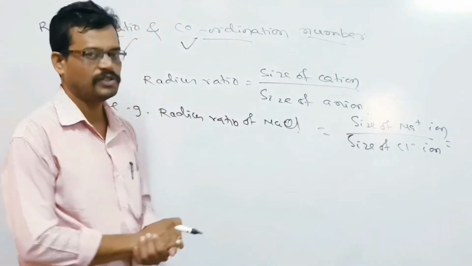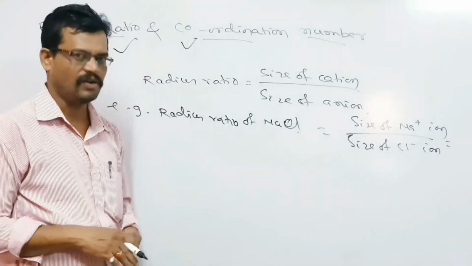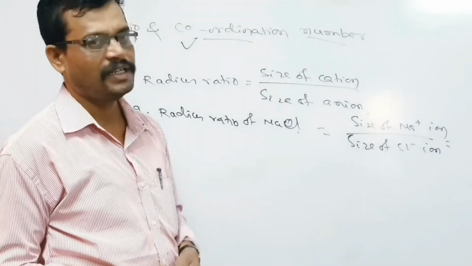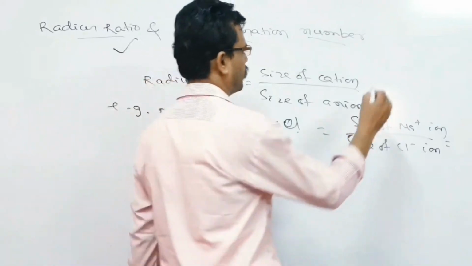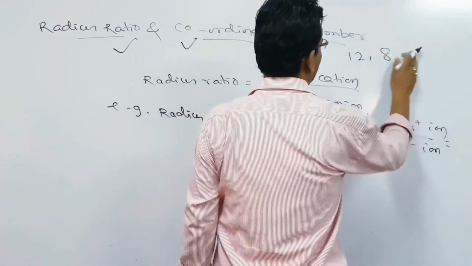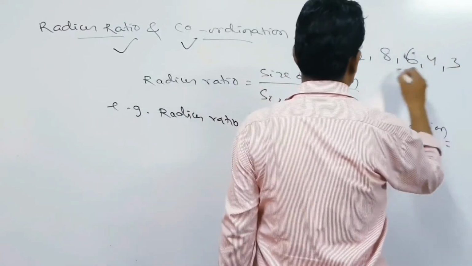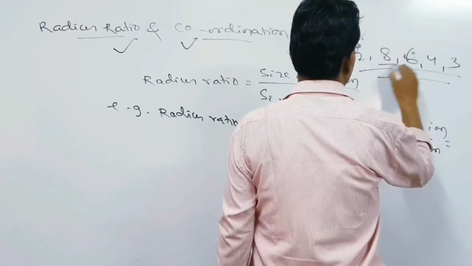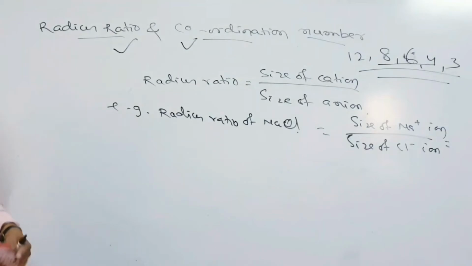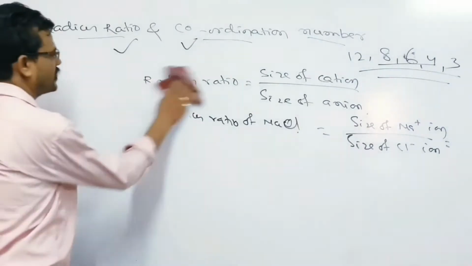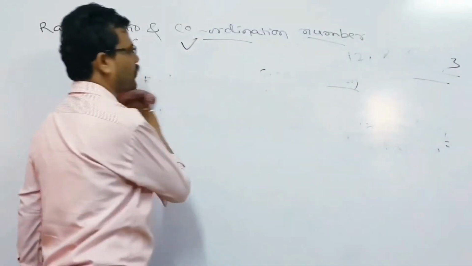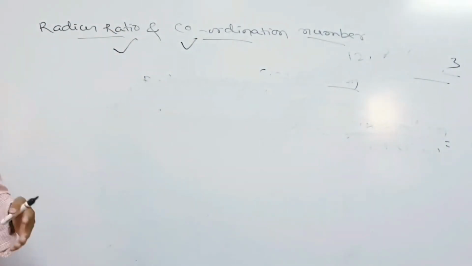So coordination number is the number of oppositely charged ions surrounding a particular ion. Generally, the most common coordination number values are 12, 8, 6, 4, 3. But the maximum we find are 8, 6, 4. Okay, 8, 6, 4 types of coordination numbers are found more in ionic solids. And this coordination number and the radius ratio are linked.